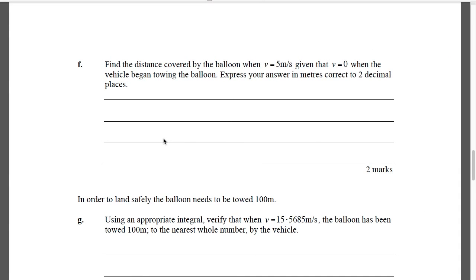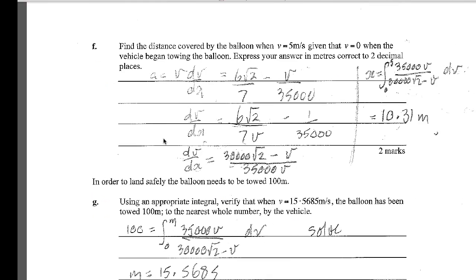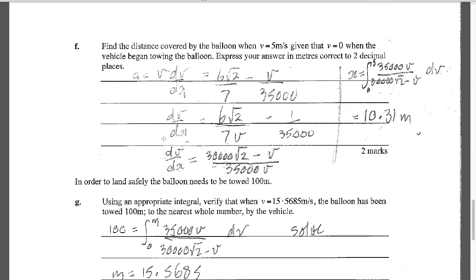In question E, we had to find a function, or give acceleration as a function of velocity. Now in part F, we're using that to find the distance travelled when velocity is equal to a certain value. So what we need to do is give acceleration is equal to v dv/dx. So by doing that, I can flip it, I can integrate both sides and get x as an integral of v.